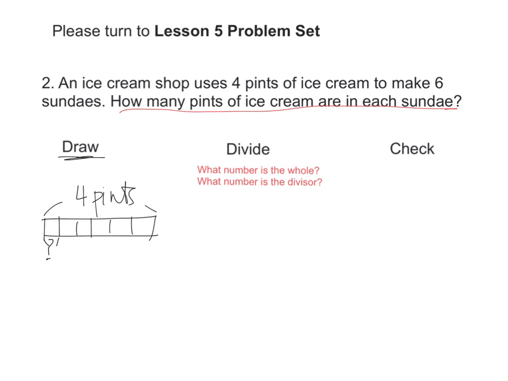So I can write that 4 pints is equal to how many units? 6 units. So how much is in 1 unit? If I have 4 is 6 units, how much is 1 unit? 4/6, which is equal to what? In simpler terms? 2/3. Good. So I know that 2/3 is 1 unit. Okay.